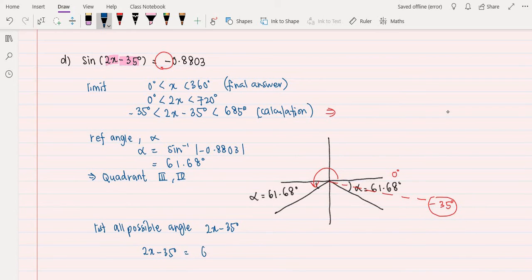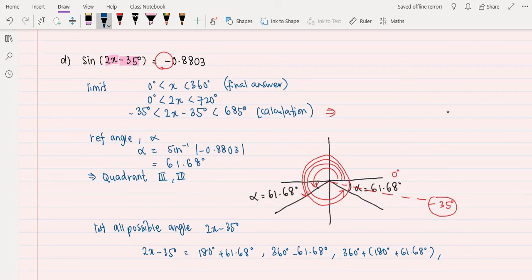So the first angle will be 180 degrees plus 61.68 degrees, and the second one will be from 0 degrees towards the angle in the fourth quadrant, which gives 360 degrees minus 61.68 degrees. Can I go any further? Yes. The third angle is one full rotation, and then going further until the third quadrant, which gives 360 degrees plus the first angle, which is 180 degrees plus 61.68 degrees.